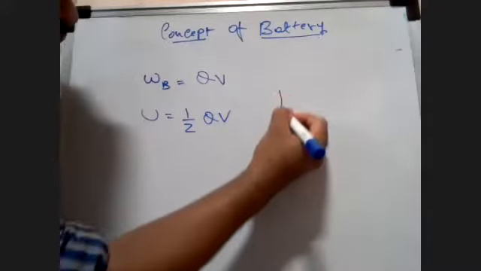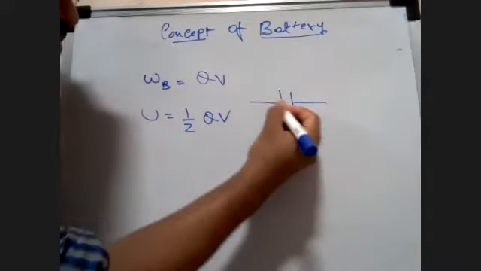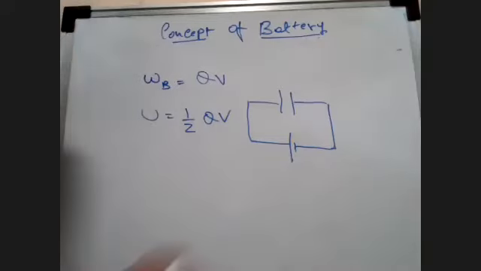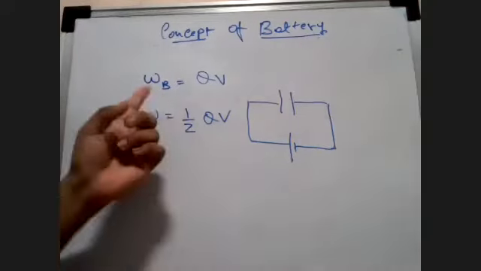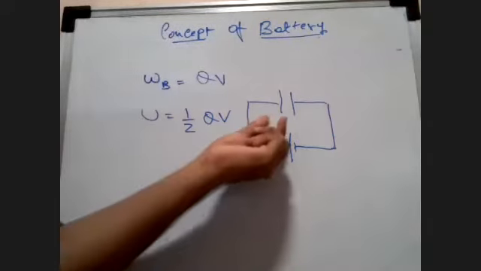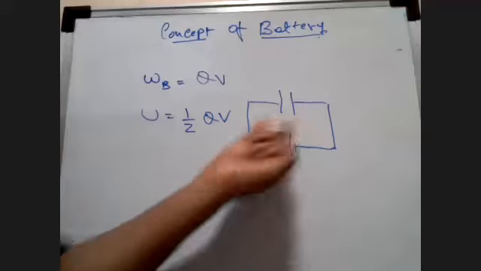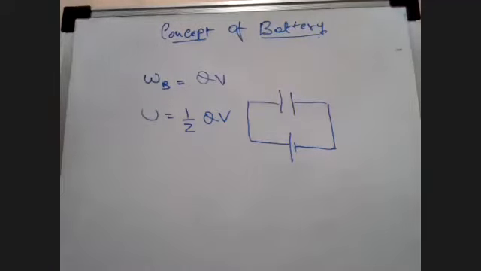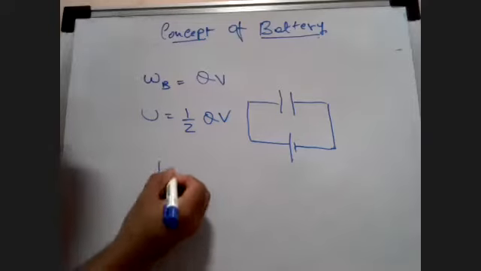When I'm talking about a capacitor across a battery, the work done by this battery to move a charge in this circuit is QV. And the amount of energy stored in the form of potential energy in this capacitor is half of QV. So where did the other half go? Anyone answer?